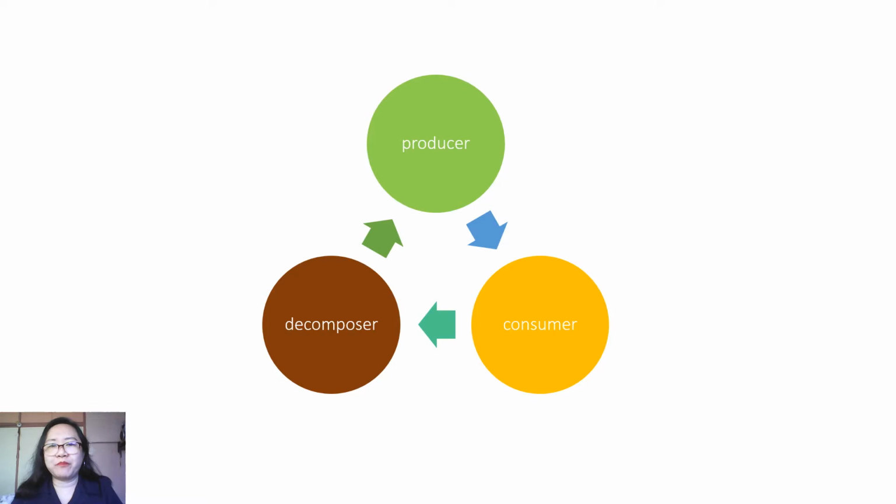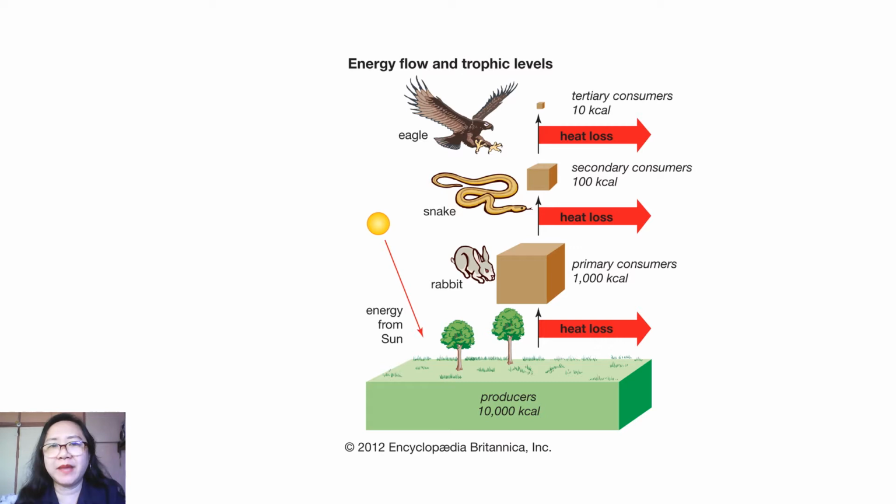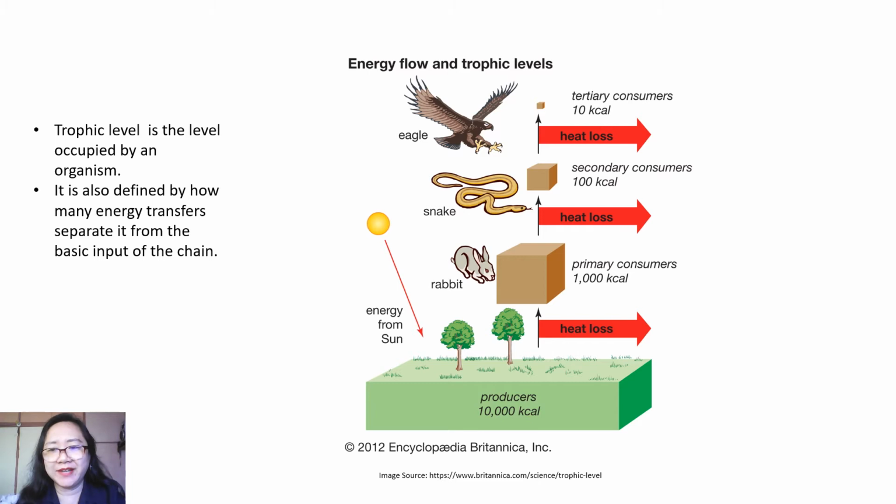This illustration shows the energy flow in its trophic levels. What is trophic level? Trophic level is the level occupied by an organism. It is also defined by how many energy transfers separate it from the basic input of the food chain. As you see, the producers have the most energy with 10,000 kilocalories.